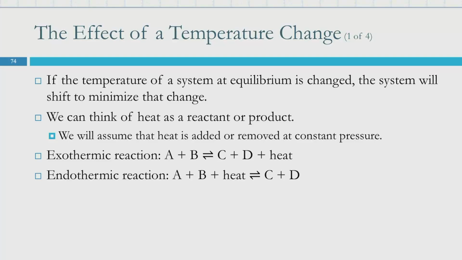Temperature change can also affect a system in equilibrium. We can think of heat as a reactant, which would be an endothermic reaction, or as a product, in which case it would be exothermic. And we're going to make an assumption that we have constant pressure, since heating things up would also change pressure. So we're assuming maybe we increase the volume if we increase the temperature.